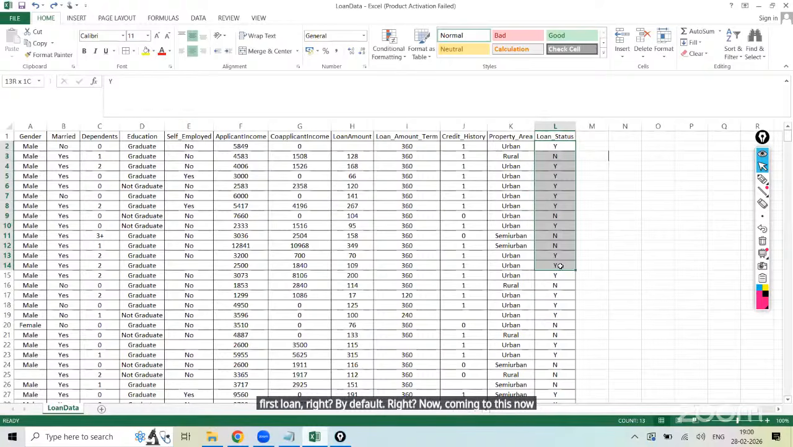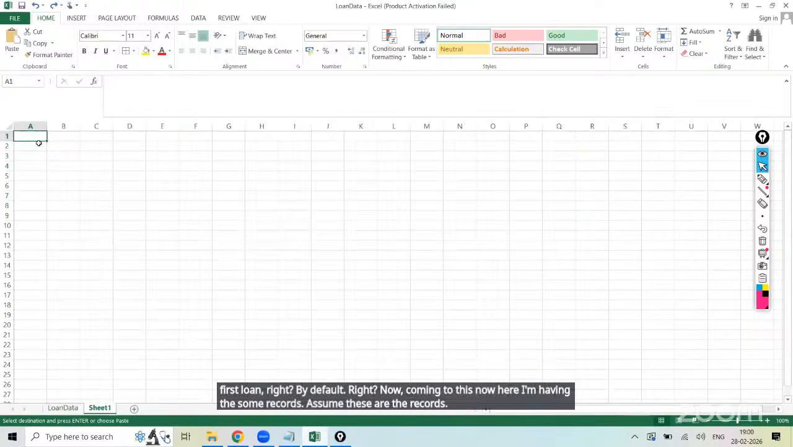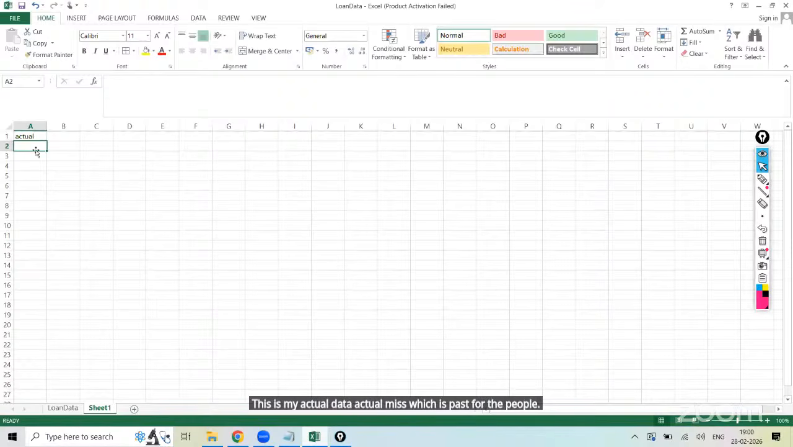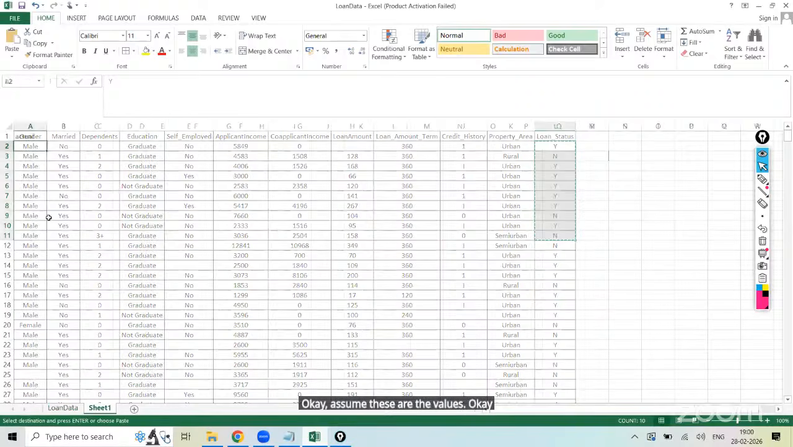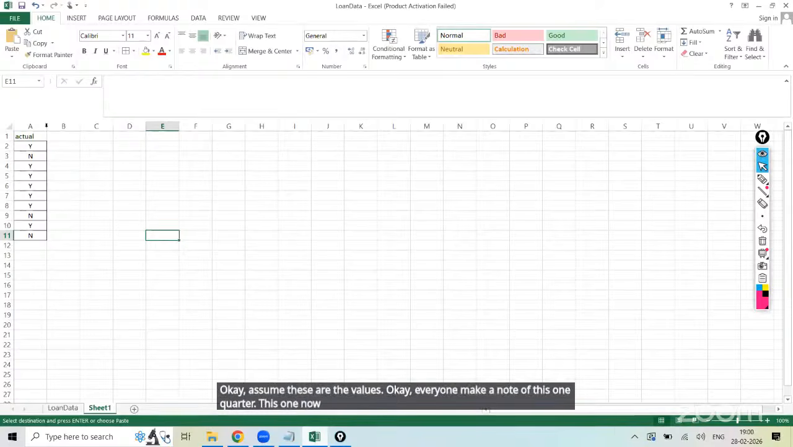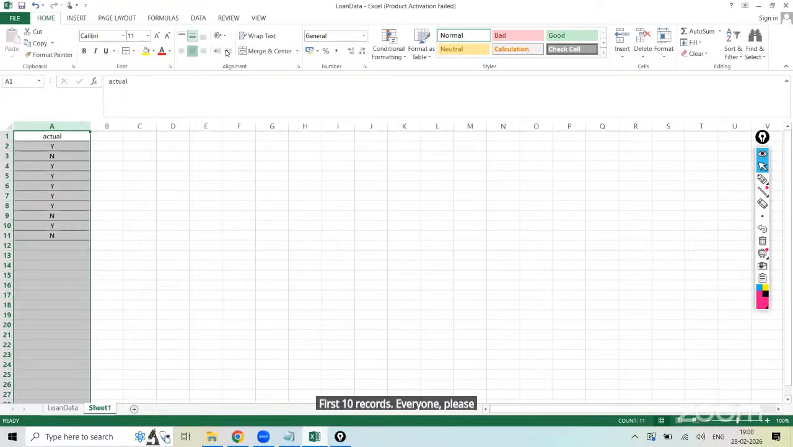Now, coming to this. Here I'm having some records. Assume these are the records. This is my actual data. Actual means which is past for the people. Okay. Assume these are the values. Everyone make a note of this one. Now write the first 10 records. Everyone please write this example in the notes, please.